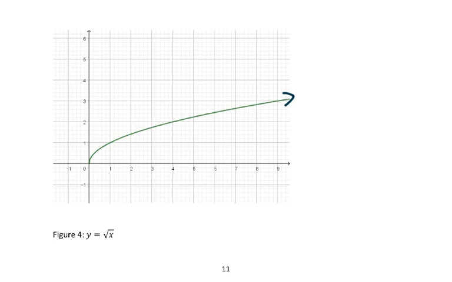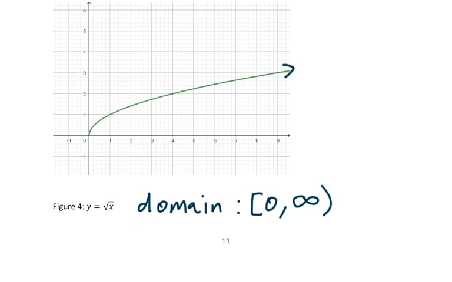Notice here, hopefully you can see that the domain is all numbers greater than or equal to 0, mostly because you can take the square root of anything non-negative. And also the range is the same thing. So here the domain, let me write it out. The domain of this function, the square root, is all non-negative real numbers. And the range is also all non-negative real numbers as well. So it's just something I wanted to point out.